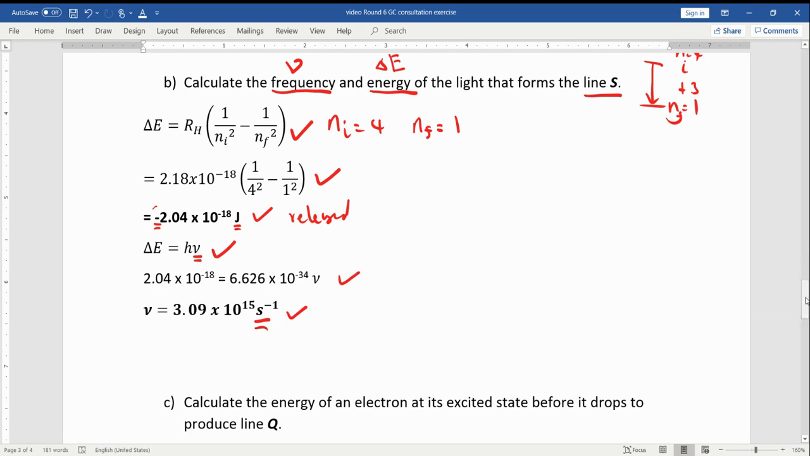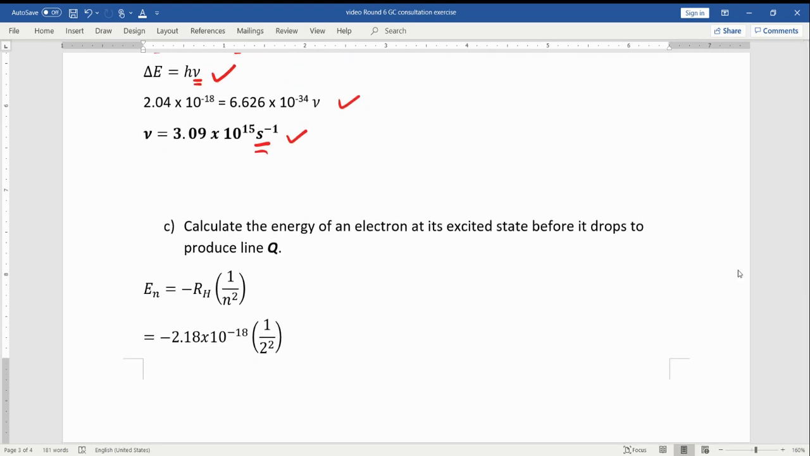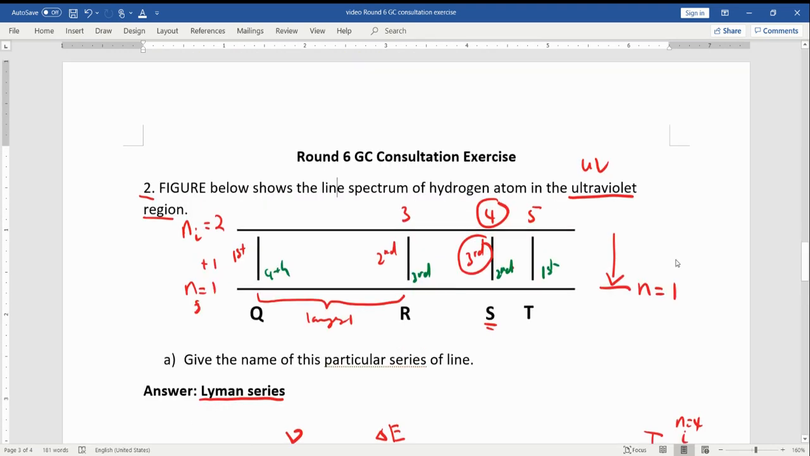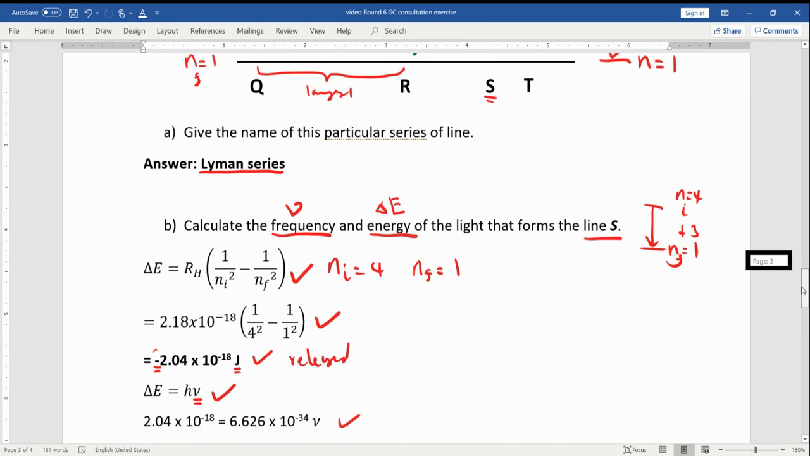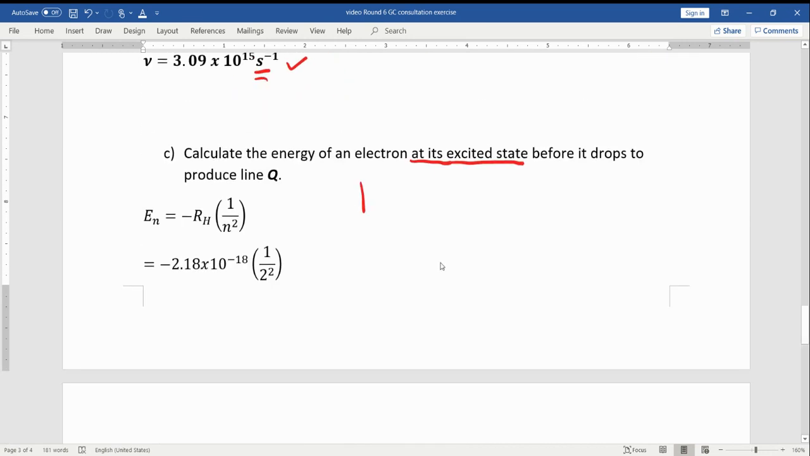Now the next one, we go to C. At its excited state before it drops to produce line Q. Q is the first line, not the fourth line, it's the first line. So if it's the first line, at its excited state it is n equals 2. It will drop to n equals 1, but this is the first line, so this is the excited state, n equals 2.